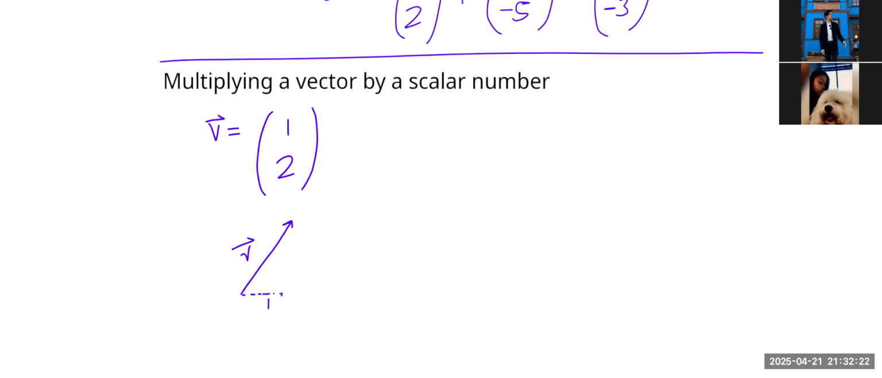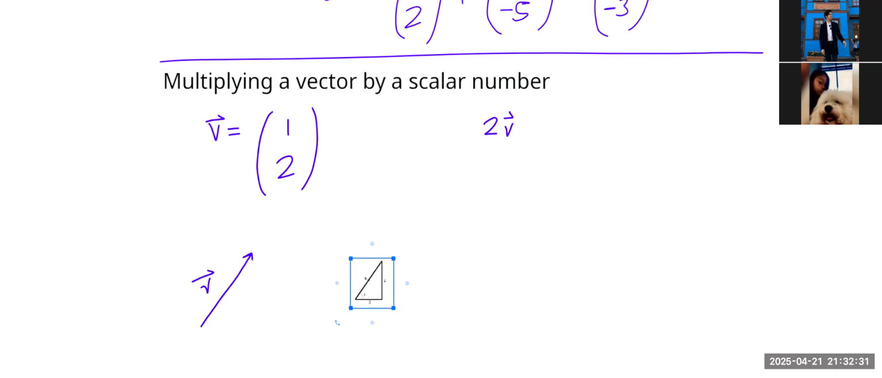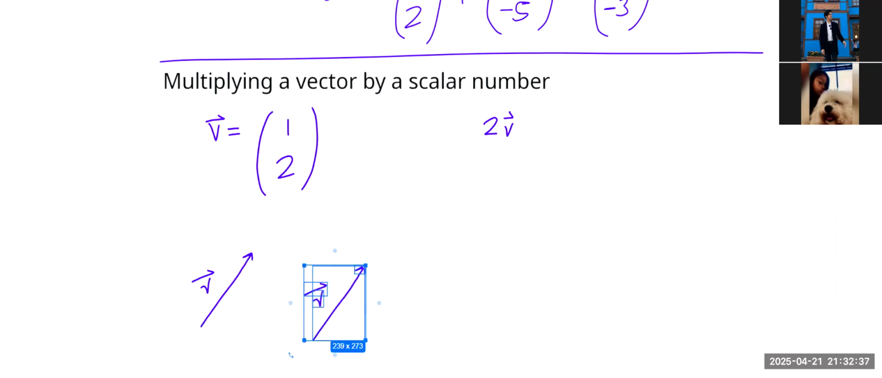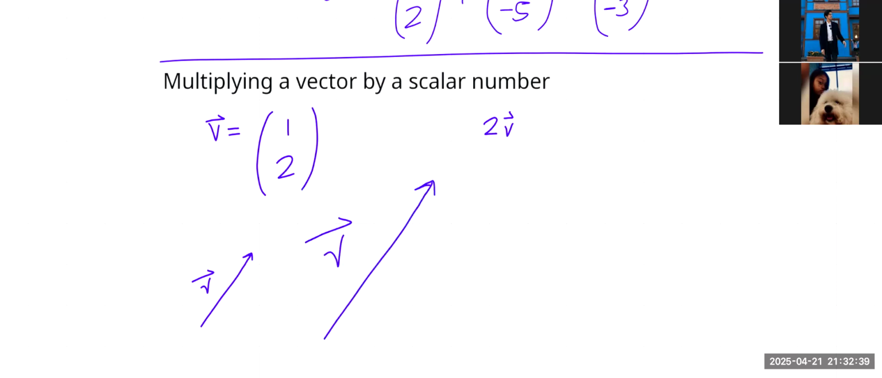So what does 2v look like then? 2v will be exactly the same vector, just twice as long. That's how scalar multiplication works. Okay, so it'll be more like this. So it'll be the same exact vector with twice as much of the length, because scalar multiplications only affect the length.